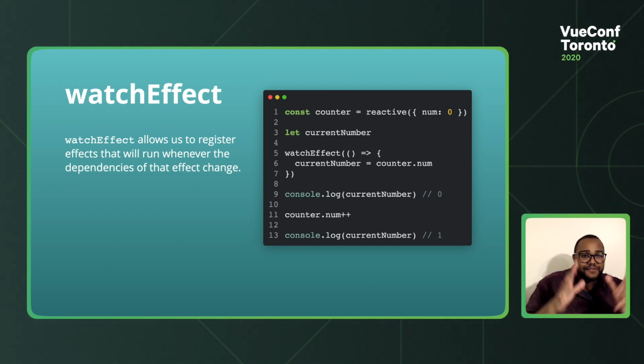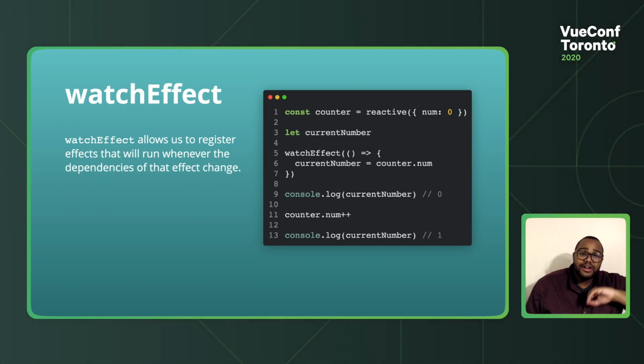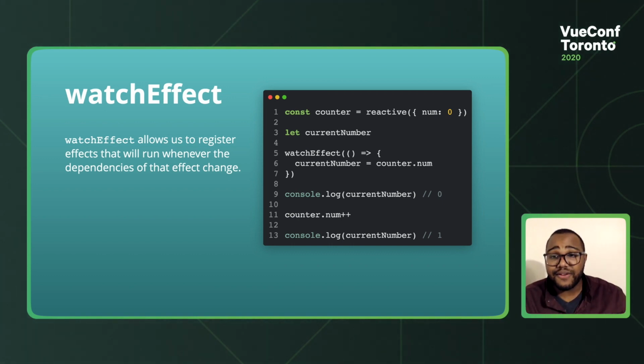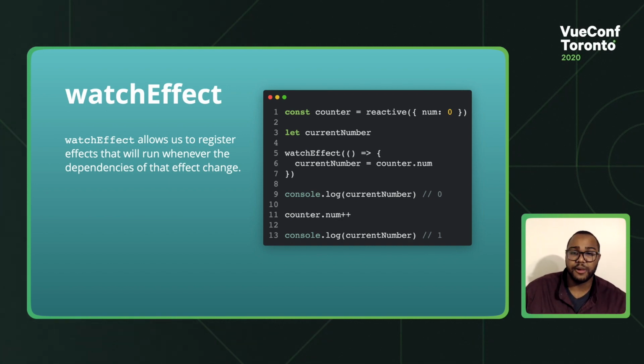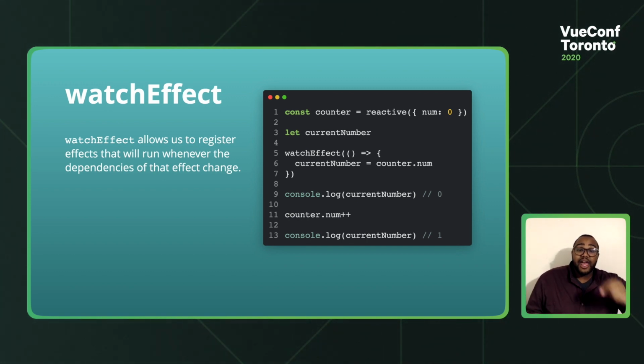And then we say watch effect: current number is equal to counter.num. So when we run this program, Vue's gonna run that effect, and current number will be set to the current value of counter.num. And in fact, you see that on line 9 when we console.log current number. You get 0. But then when we increment counter.num, so that it's not 0 anymore, it's 1, our effect gets run again automatically. And so if we console.log current number, we get 1.